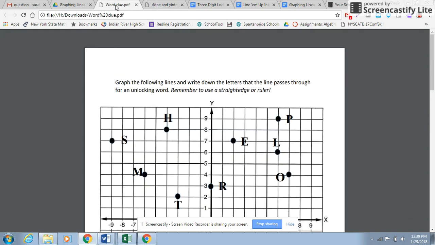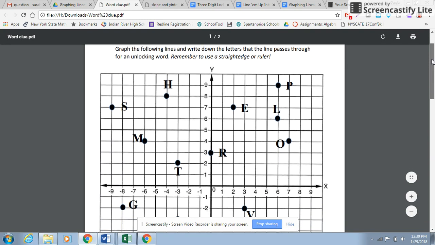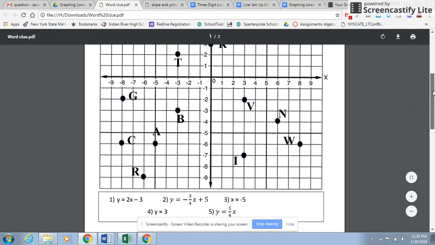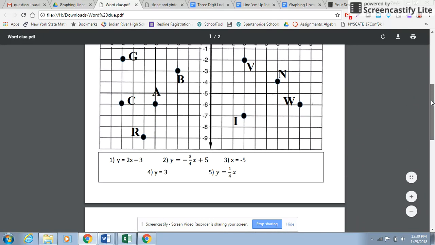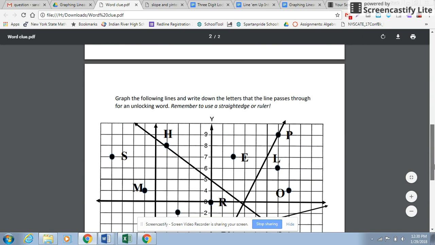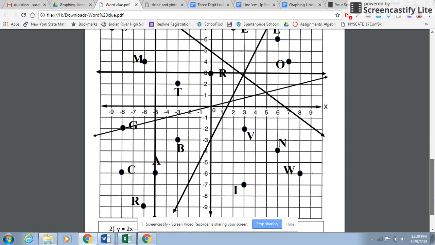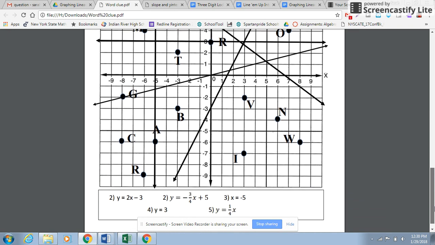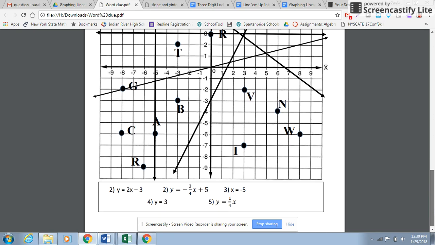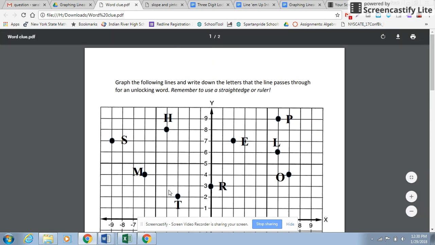The word clue, again, is a graph in which students have to graph the following lines and then write down the letters that the line will pass through to unlock the word. They'll want to use a straight edge, and I would certainly make sure that they are provided on their tables for them. So they'll draw these 5 lines, and they will actually pass through certain letters that spell out graph. Now, obviously, it doesn't put them in the exact order, so they're going to have to place those correctly or unscramble the letters in order to get the word graph. But most kids enjoy that little bit of a challenge.